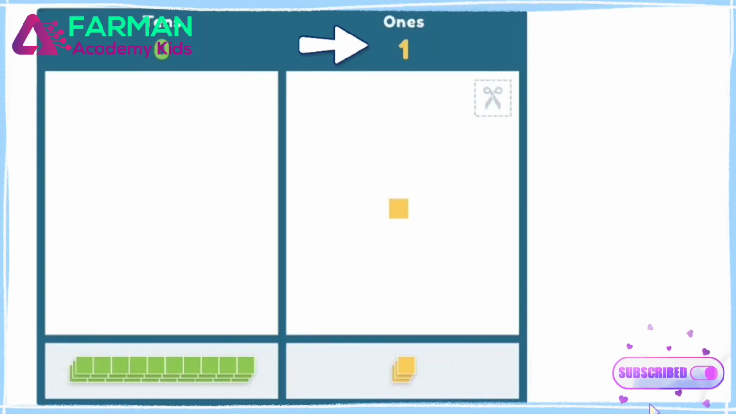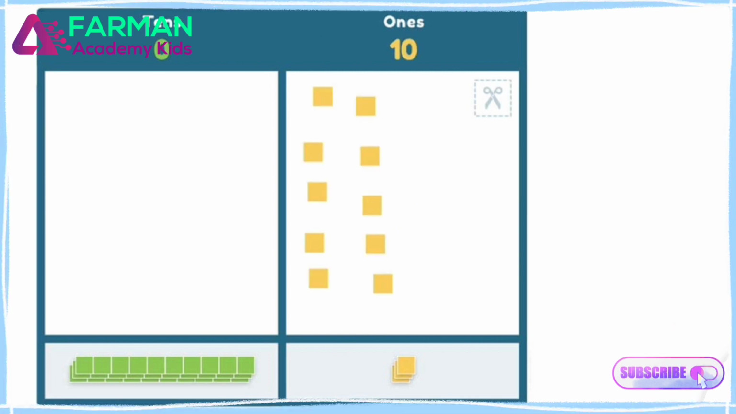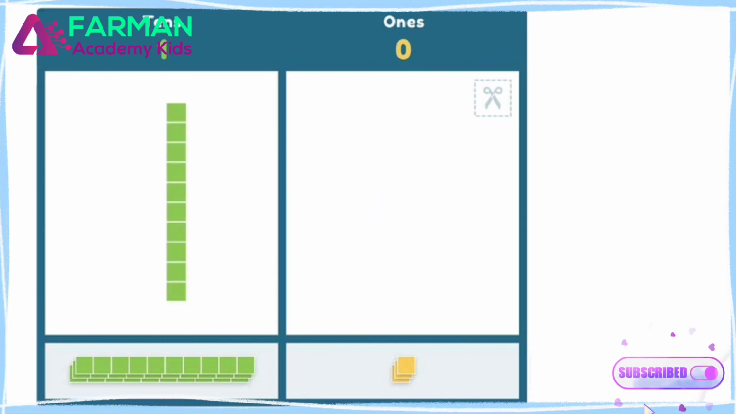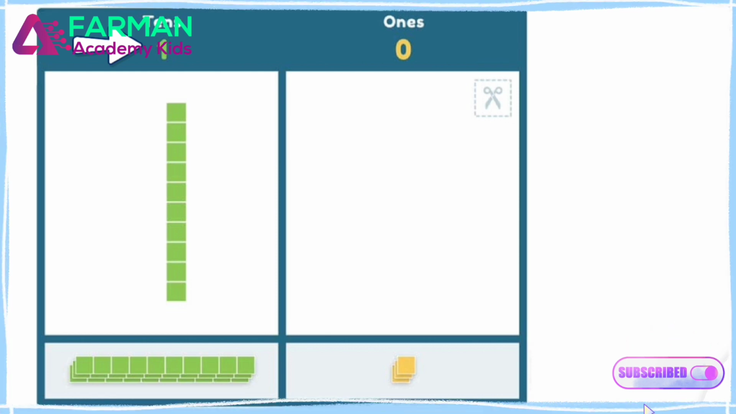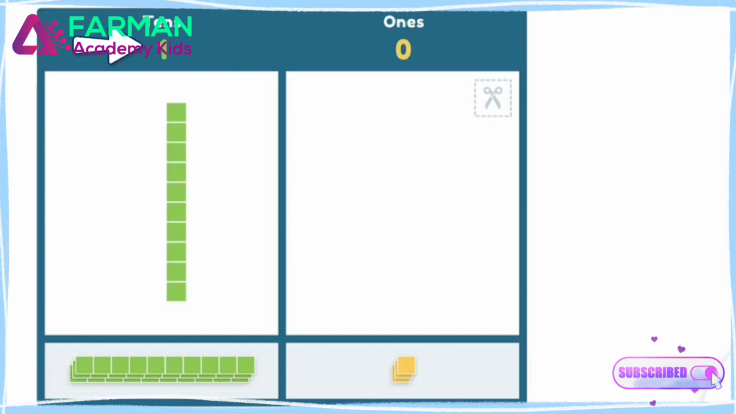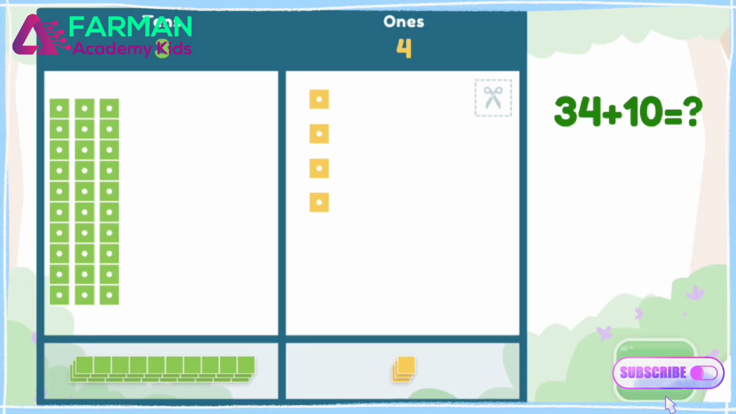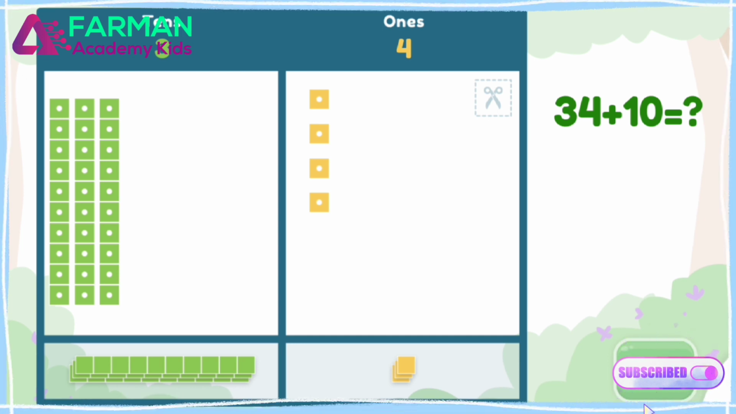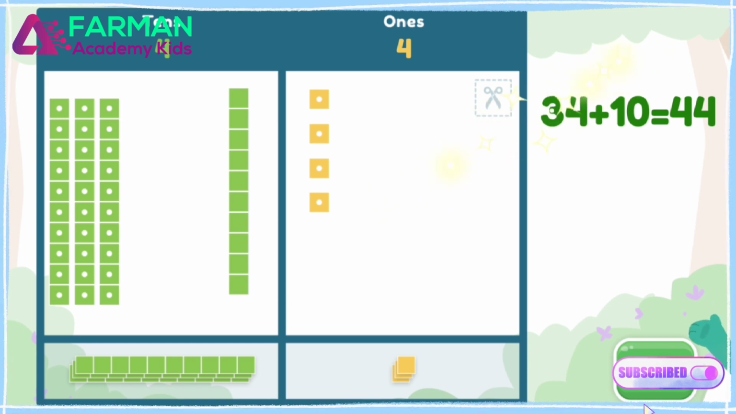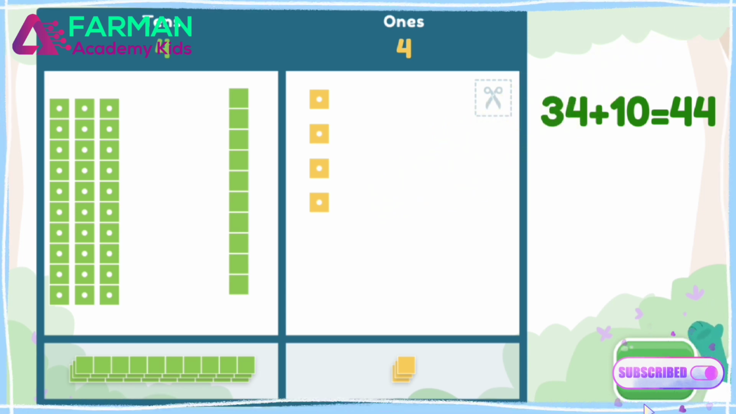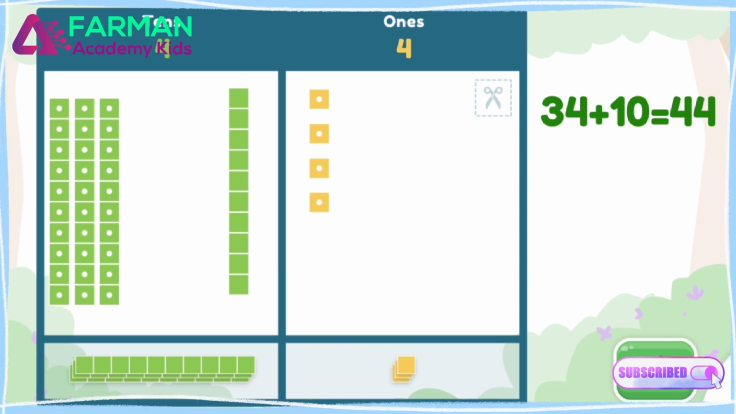Here is 1 block. The yellow number shows the number of blocks. When you combine 10 blocks, they become a rod. 1 rod equals 10 blocks. The green number shows the number of rods. Use the rods and blocks to solve the equation. 34 plus 10. Woohoo! We added 10, so the number in the tens place increased by 1.